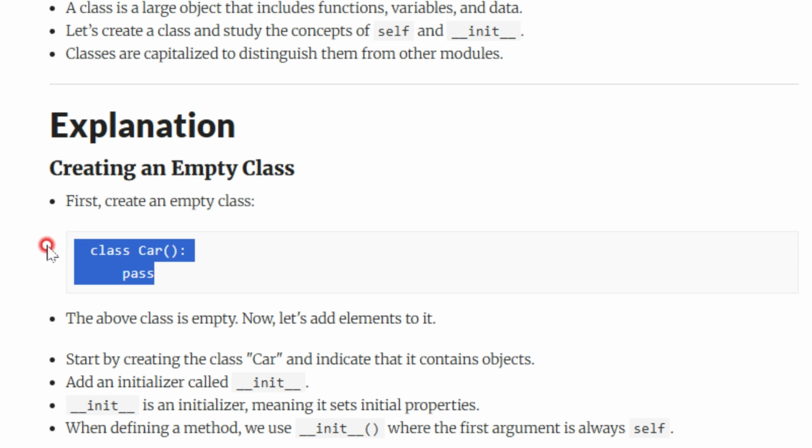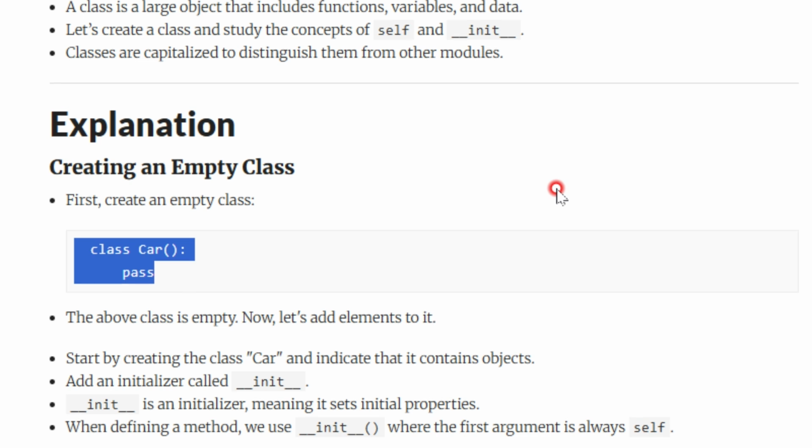A class is like a blueprint for an object. Imagine a car factory. The factory has blueprints for different car models, but those blueprints themselves are not actual cars. Instead, the factory uses them to produce real cars. In programming, a class is like that blueprint, and an object is the actual instance created from the class.